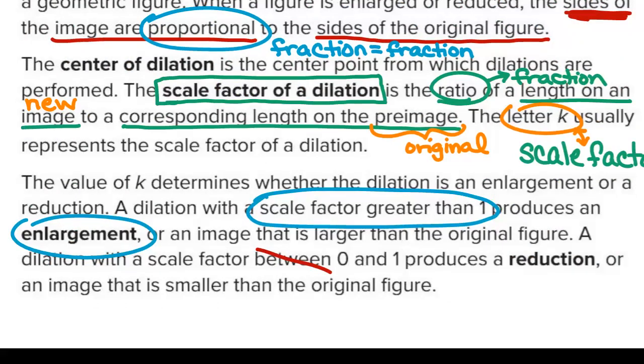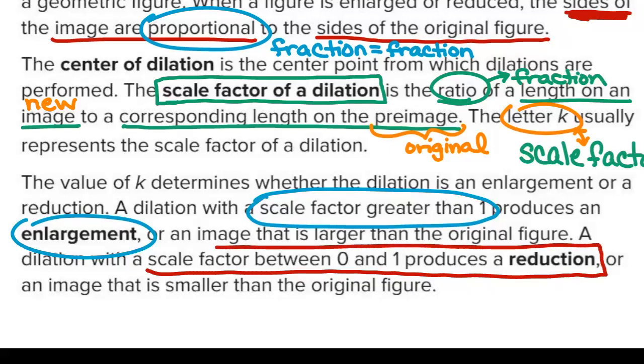When I have a scale factor that's between 1 and 0, that will give me a reduction. Which one of those two words, enlargement or reduction, would mean makes it bigger? Enlargement. And so then makes it smaller would be reduction.